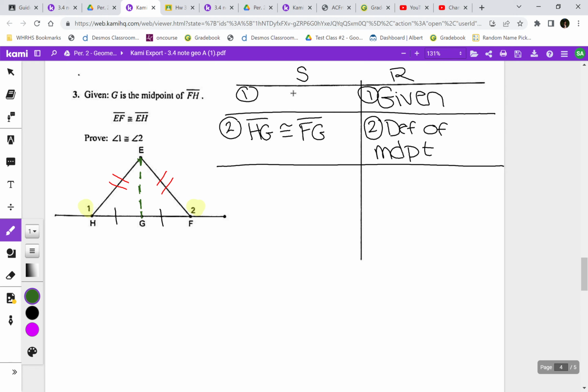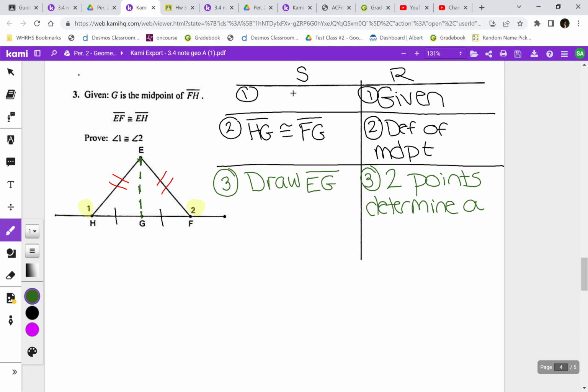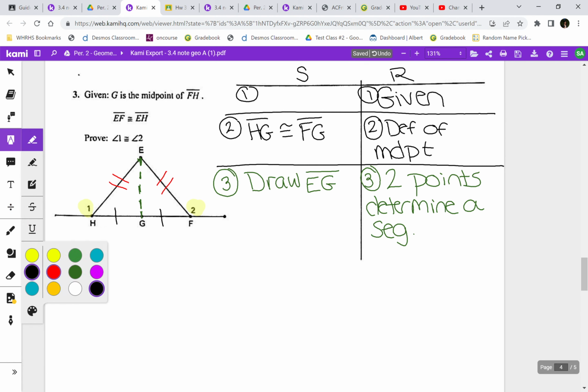All right, and ready for the new step in your proof? So you're going to say, as your statement, draw segment EG. And your reason to match this is going to be 2 points determine a segment. Yep, it's the postulate. I'm going to highlight this. This was our new step that we've never done anything like this before.